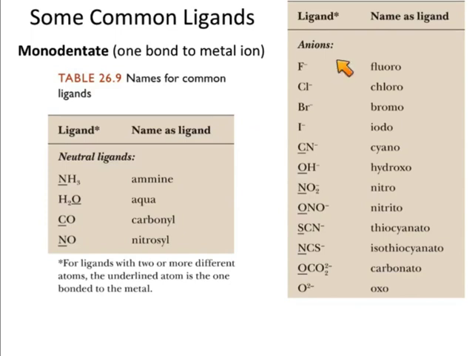Whereas with these anionic ligands, say you have a 3+ metal, and then you have 6 fluoro ligands on it, then your overall charge is -3. They will add into the charge on this complex ion, and we'll talk about that in a minute.